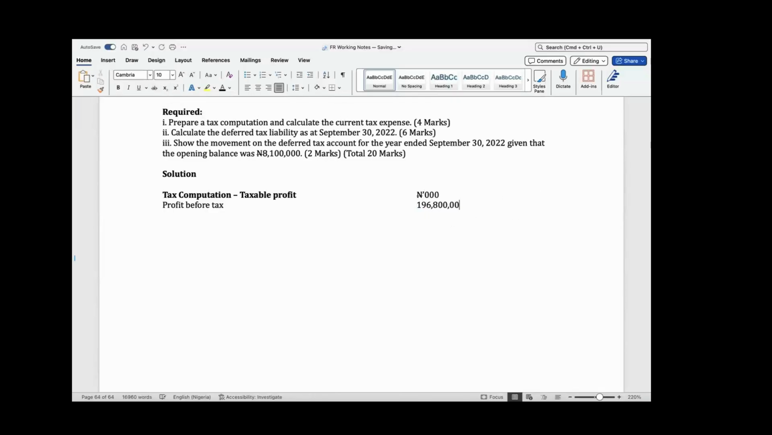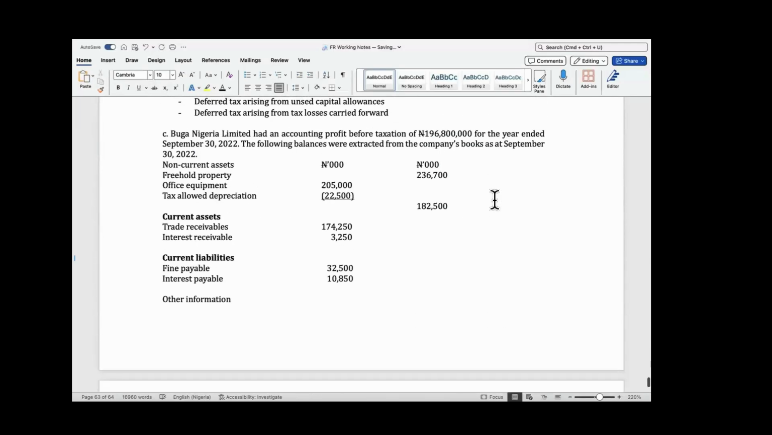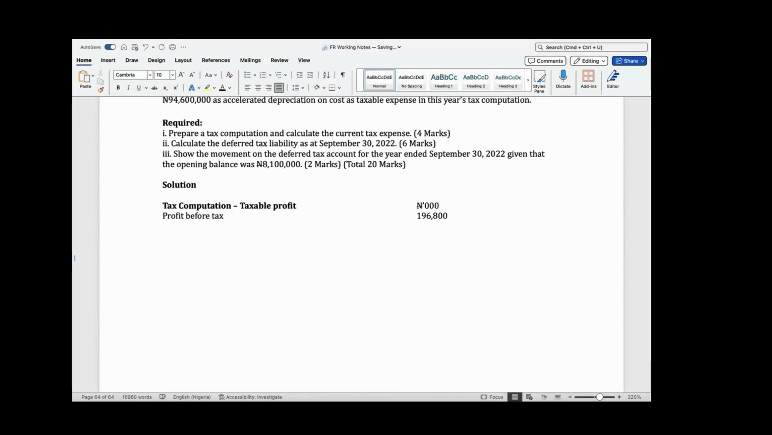So let me take away these 3 zeros. Okay. So I would add back disallowable expenses. I would deduct non-taxable income. Then I'll deduct capital allowance to finally get my taxable profit.